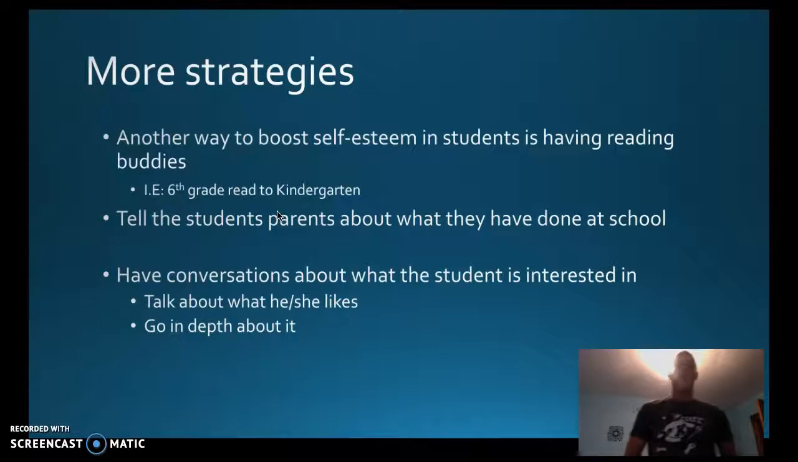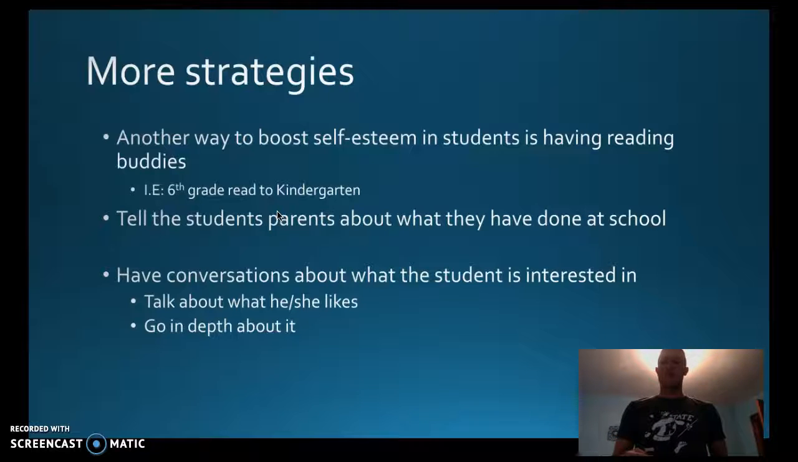And then another way is have conversations about what the student is interested in. Talk about what he or she likes. Go in depth about it. For instance, I have a student who is a history buff like me. And right now, I'm helping as much as I can with the social studies class. And when I talk about it, this student A, man, he always wants to be the first one to answer it because he knows his stuff.